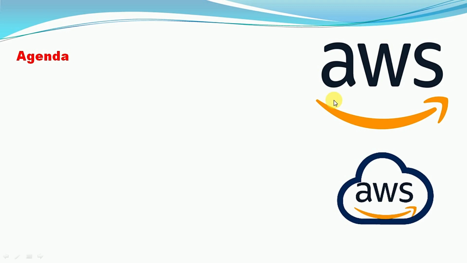In this video session I am going to discuss the AWS account creation. On my screen you can see there is one agenda. So let's see the agenda first for the AWS. First we will set up the AWS free tier account. We will go step by step, and then finally we can set up the AWS free tier account.